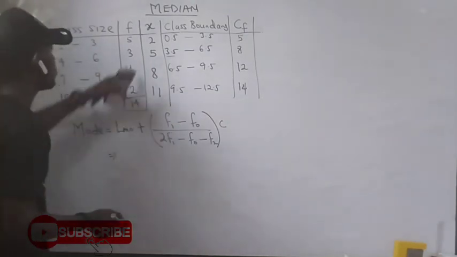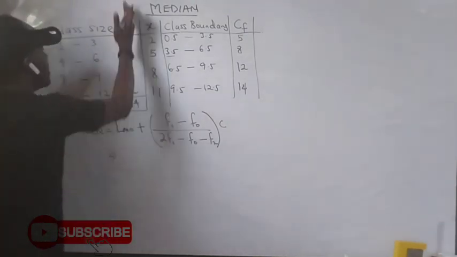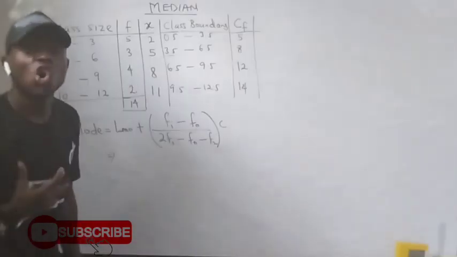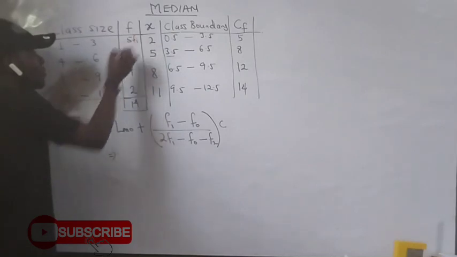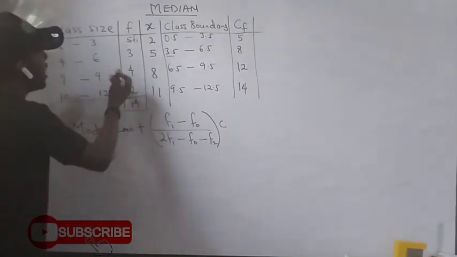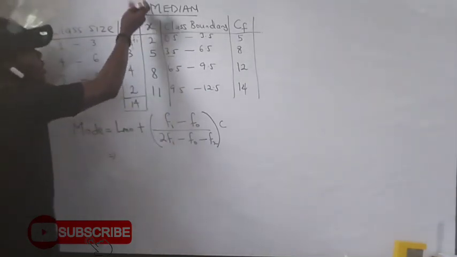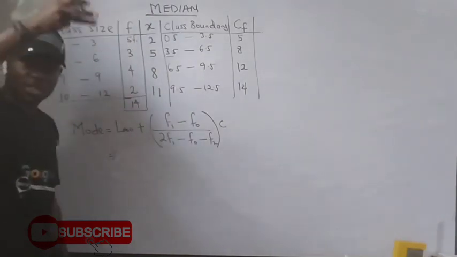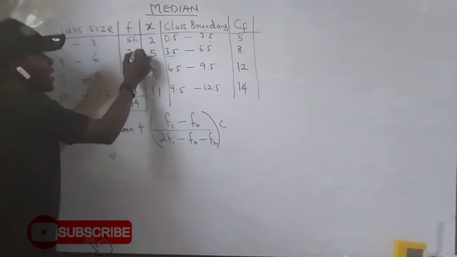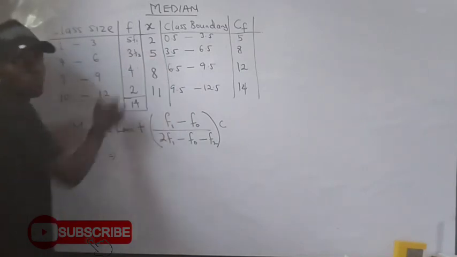So what do I need? I come down to my frequency and check the frequency that occurs the most, and that is 5. So I will label it F1. Unfortunately, here we do not have a preceding class, so I will label my preceding class to be 0, since there is no preceding class. My succeeding class is 3, so I will label it F2.